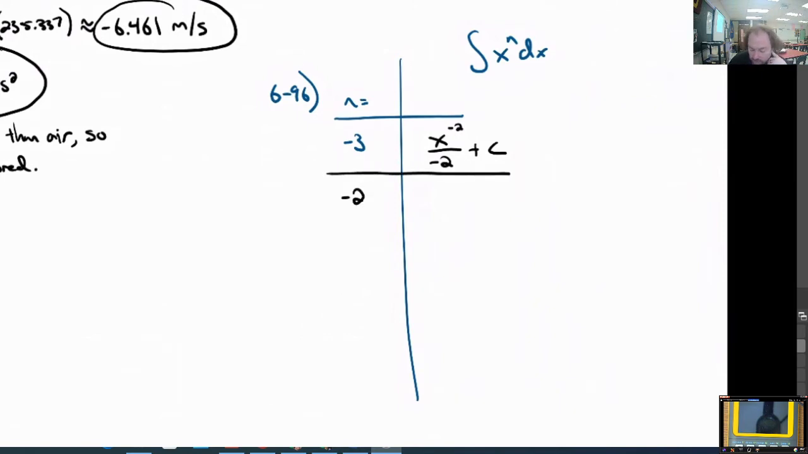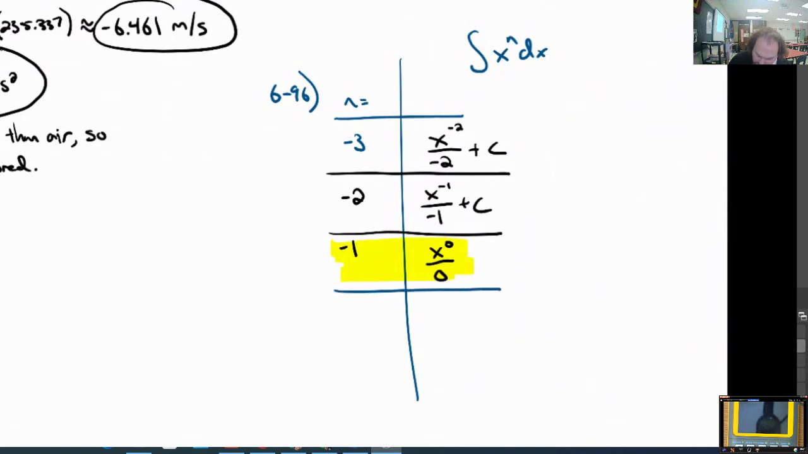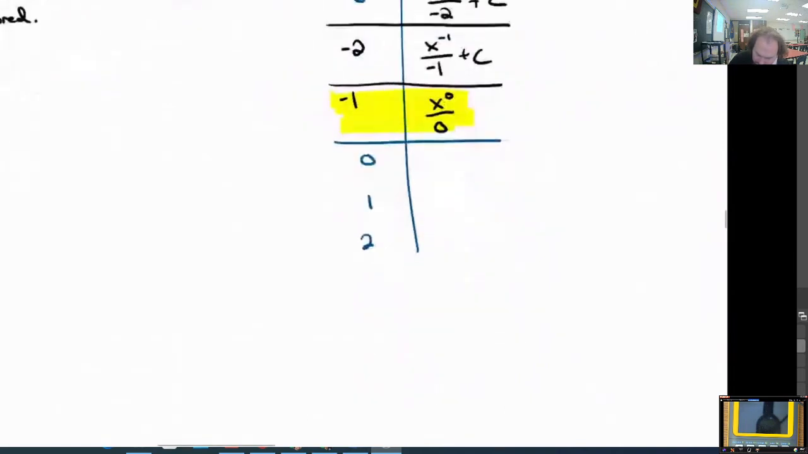If it was negative 2, you'd have x to the negative first power over negative 1, again plus c. The same pattern would happen. The negative 1 comes down, multiplies in front, cancels out with the negative 1, and leaves you with x to the negative second power because it drops down a degree. Negative 1, you might start to see the pattern happening here. This becomes x to the 0 power over 0, which is weird because it's kind of undefined. But this is the interesting case, and we'll talk about this in just a moment. I'll leave it there for now. Then we have 0 and 1 and 2 and 3, and I think you might start to see the pattern developing because it's the same pattern every time.